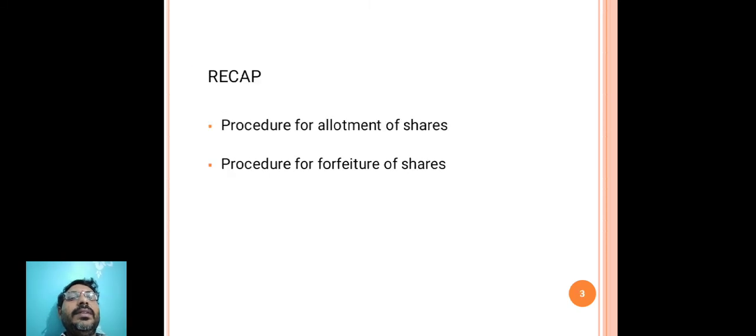A little bit of recap about the last class, that is the procedure for allotment of shares and the procedure for forfeiture of shares. Here, the procedure for allotment of shares.